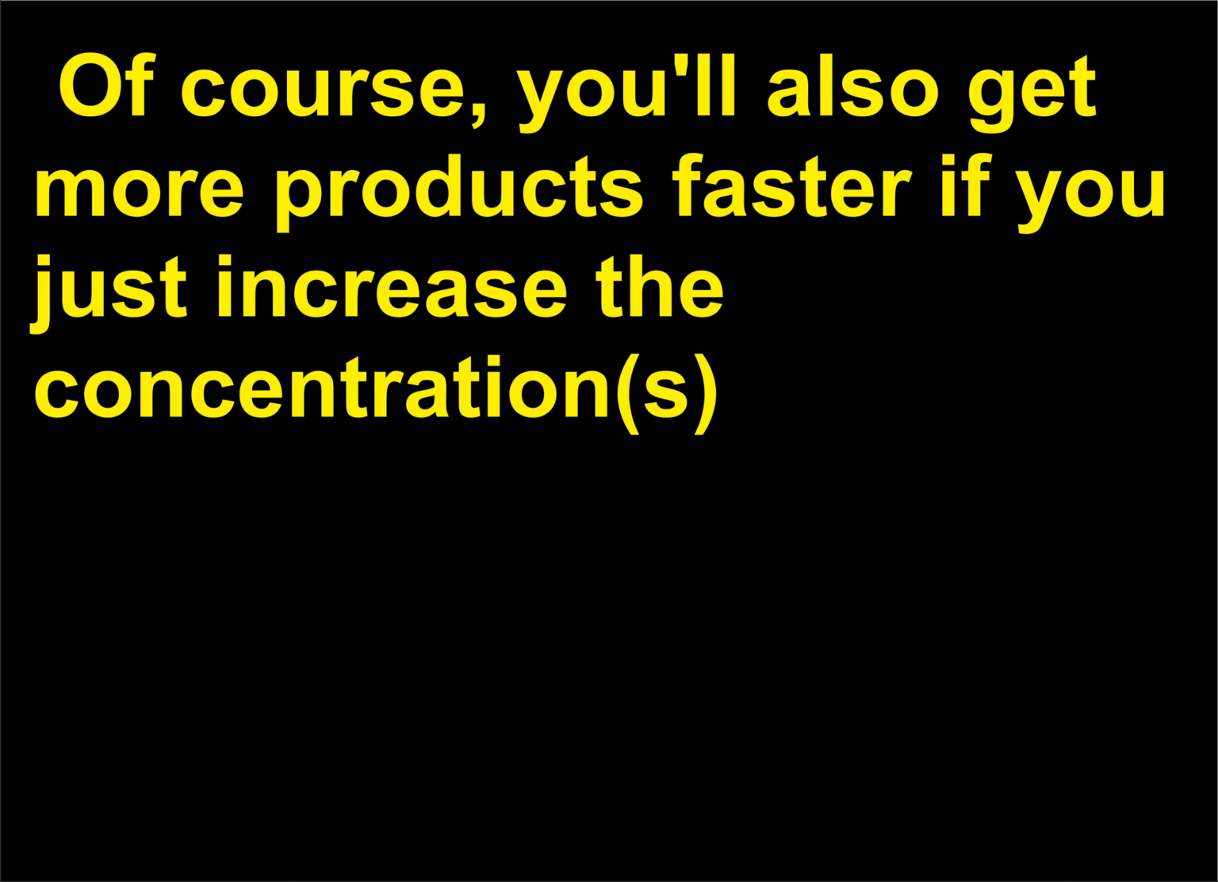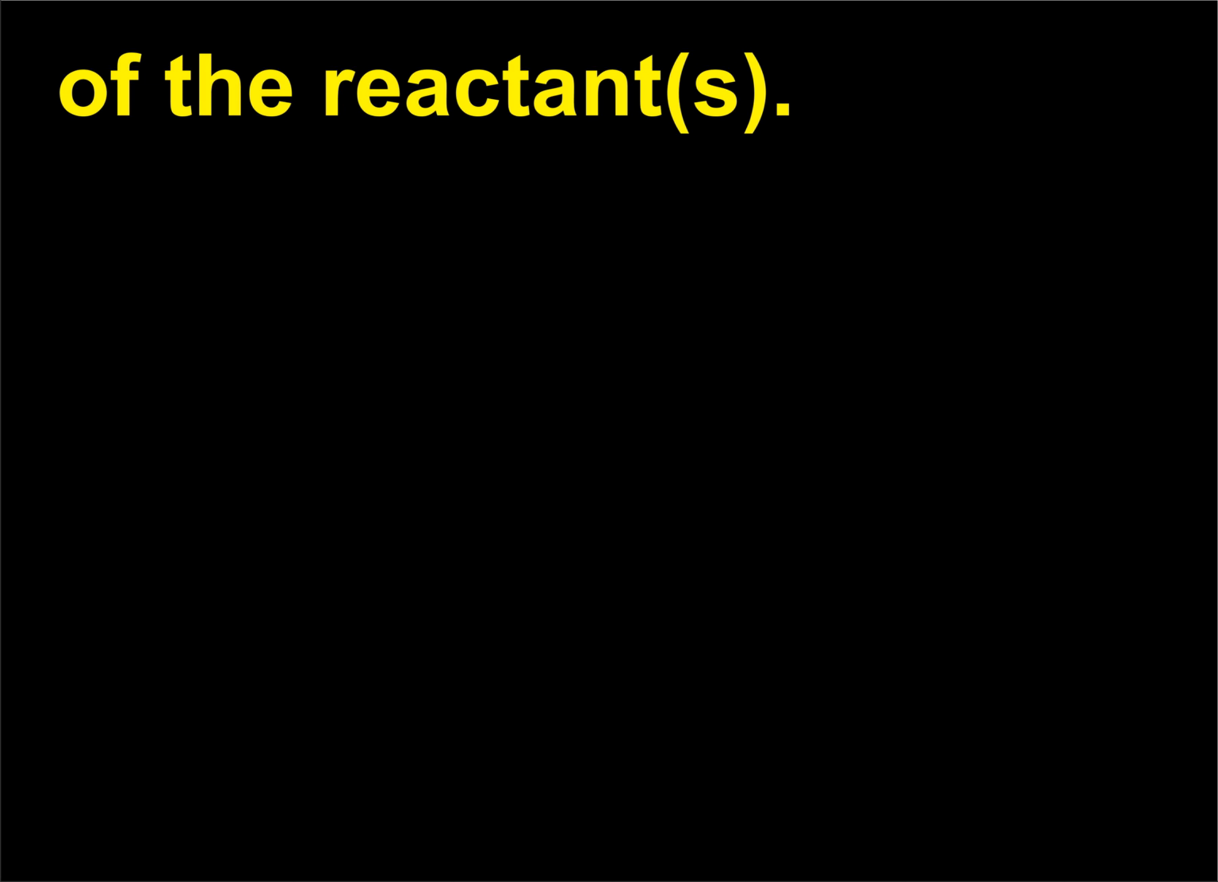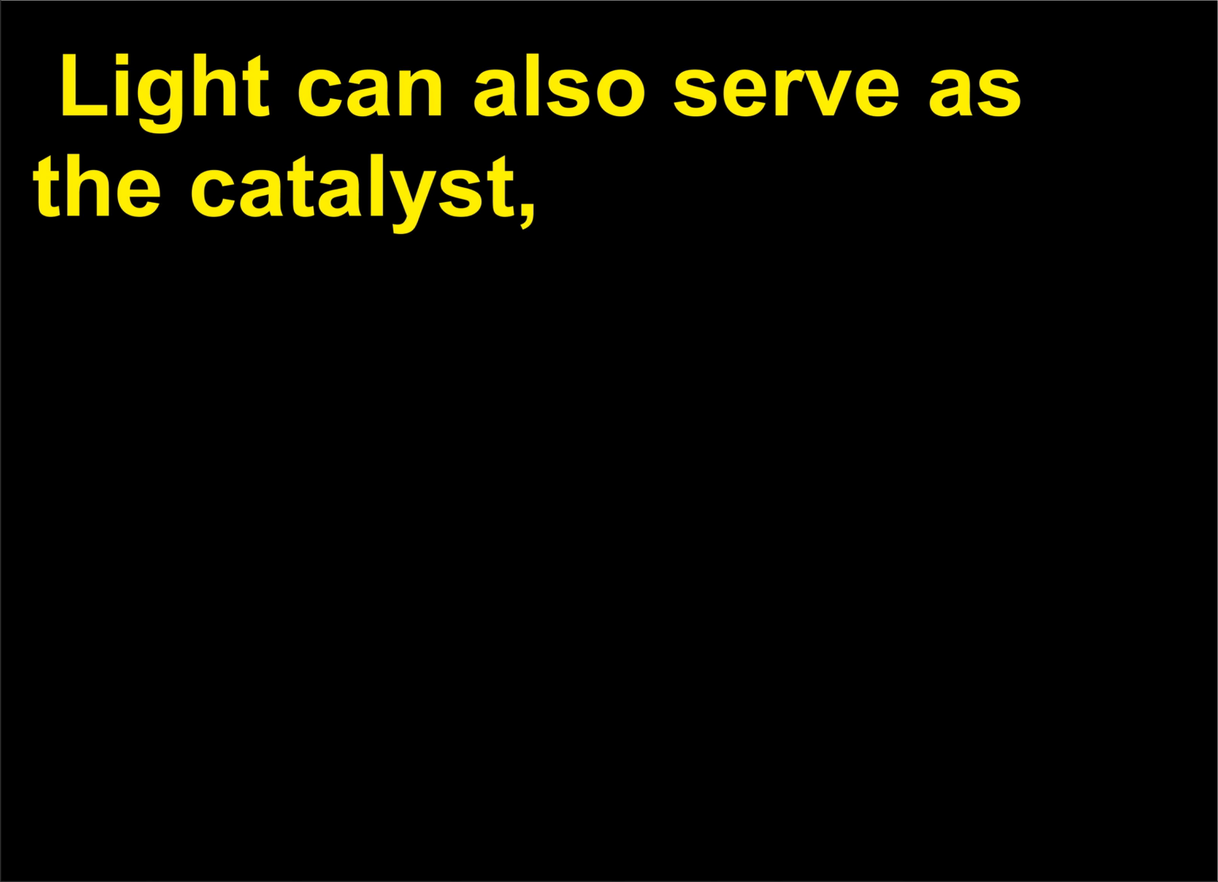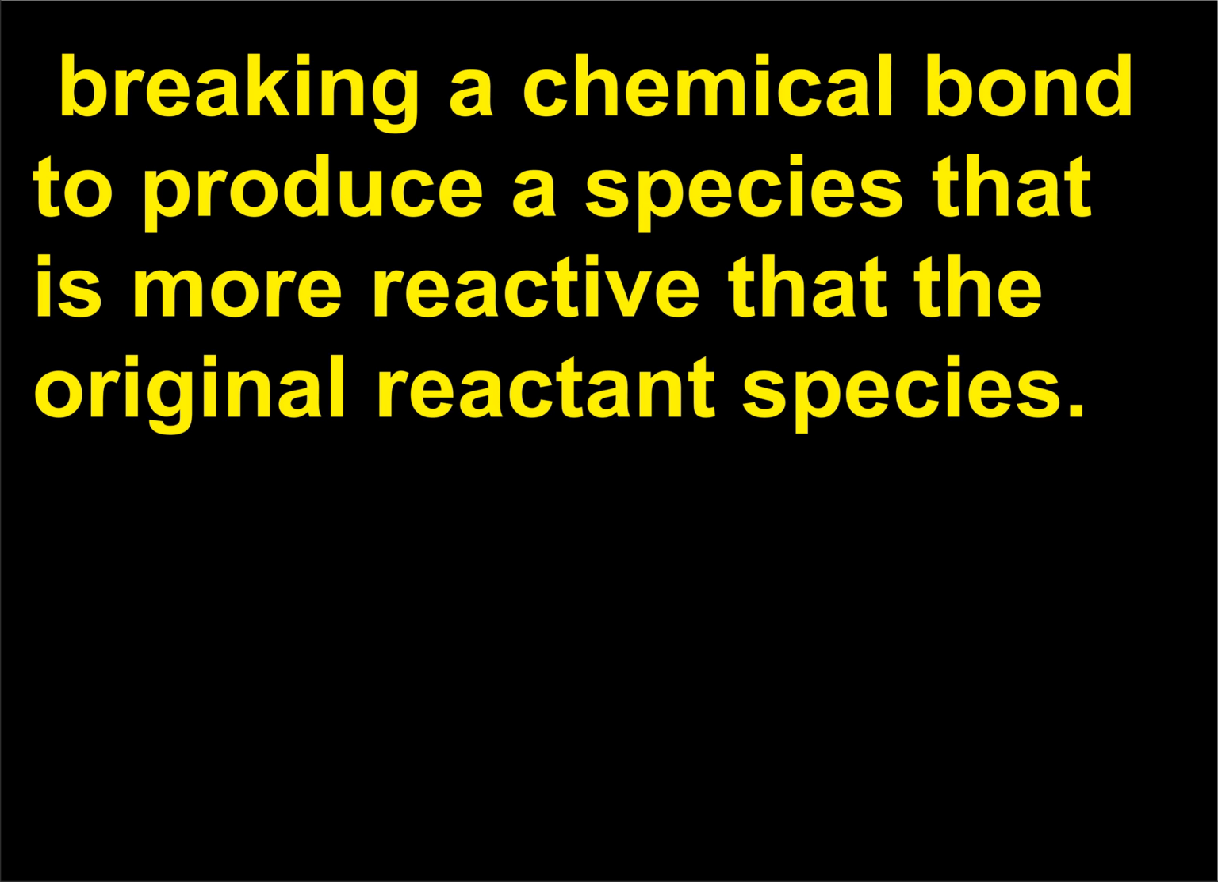Of course, you'll also get more products faster if you just increase the concentration(s) of the reactant(s). Light can also serve as the catalyst, breaking a chemical bond to produce a species that is more reactive than the original reactant species.